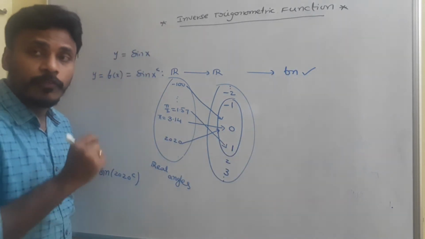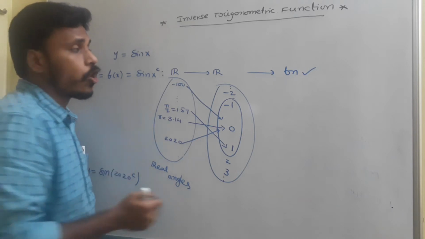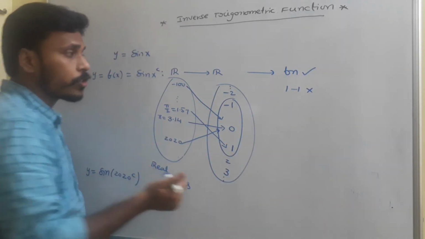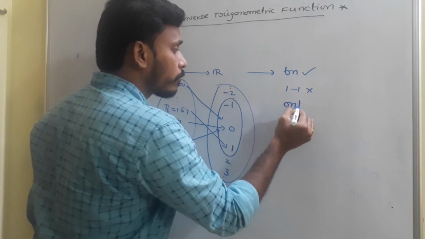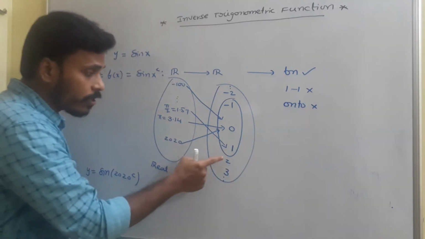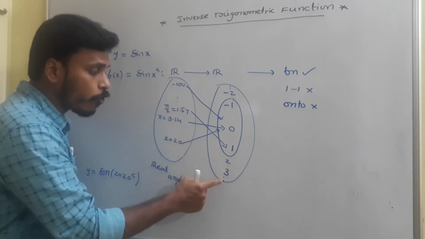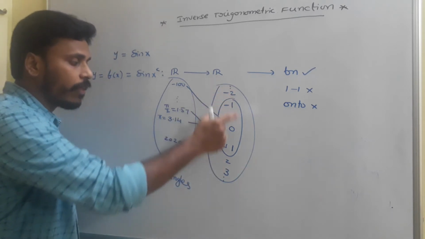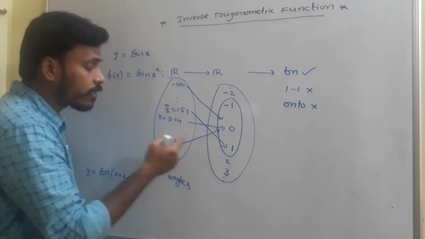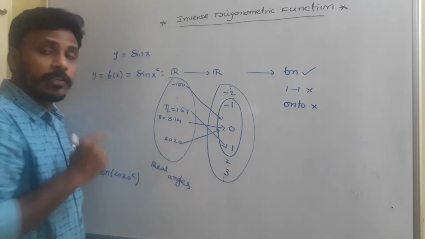This is clearly a function, but this is not one-one function. Is it right? This is not onto function. Okay, why is it not onto? Because see, if you look at the numbers 2, 3, 4, 5 like that, all these numbers are there in the second set, but we don't have any pre-image for these elements in the first set.